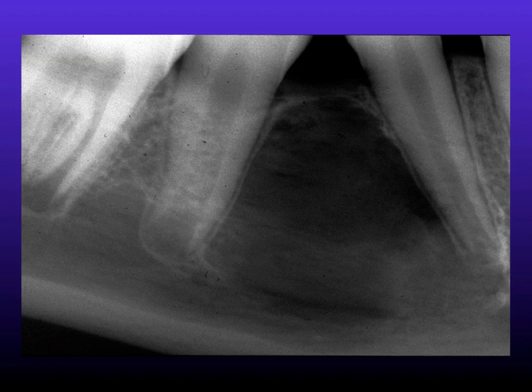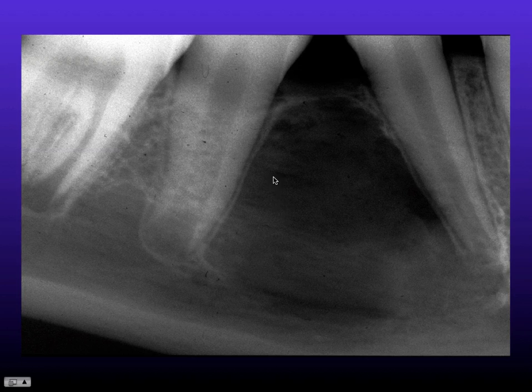However, normal can appear like this, which is a radiograph of the lower right quadrant of a patient, and you can see really almost no trabecular bone pattern at all. This particular radiograph was referred for an opinion about the possibility of there being a cyst present in the jaw. The appearance of radiolucency is, as I said, sometimes attributable to bone marrow cavities in the jaw.